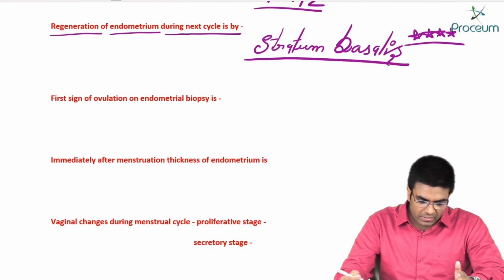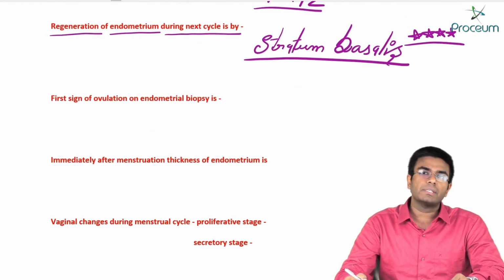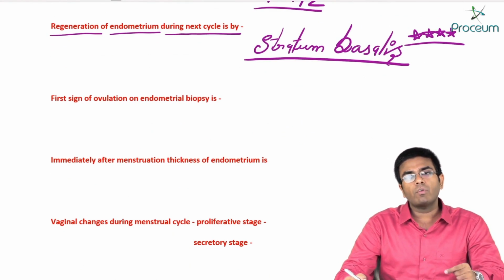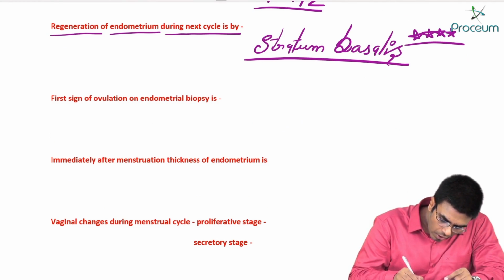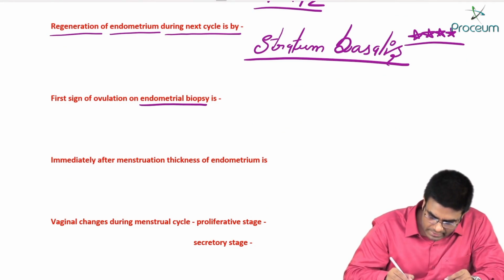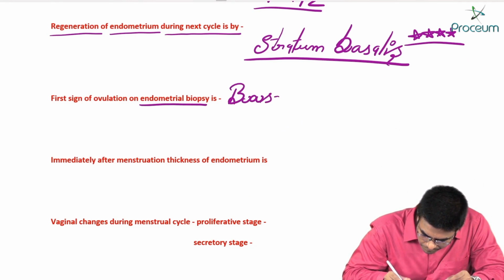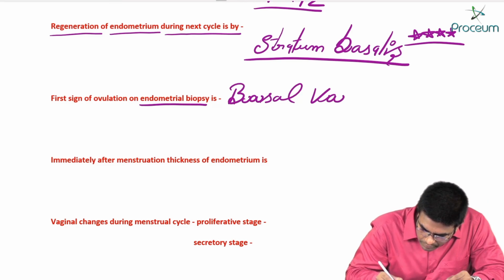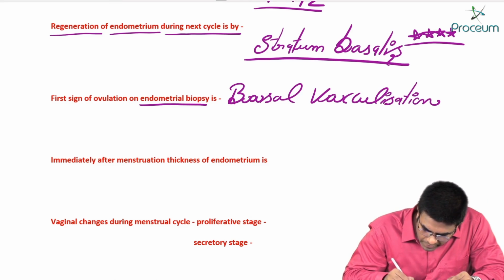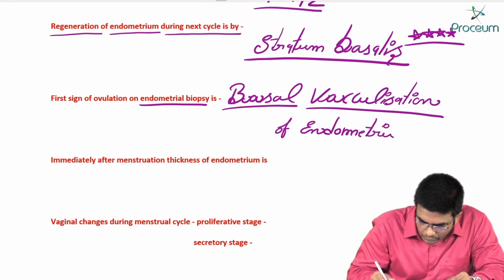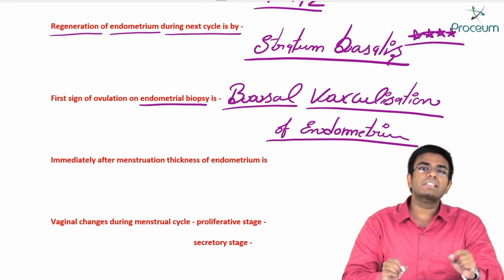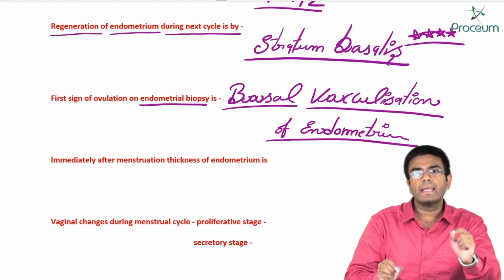Now, first sign of ovulation on endometrial biopsy. So if you do an endometrial biopsy and you want to know whether ovulation happened or not in this female, then the first sign on endometrial biopsy is basal vacuolization of endometrium. Okay, so basal vacuolization is the first sign saying that ovulation happened.